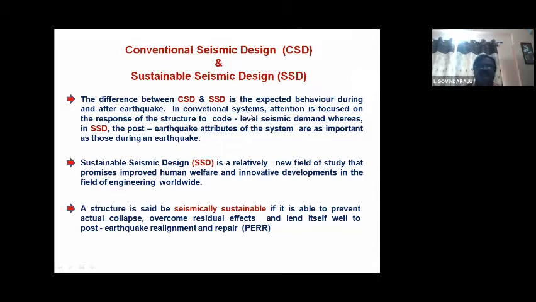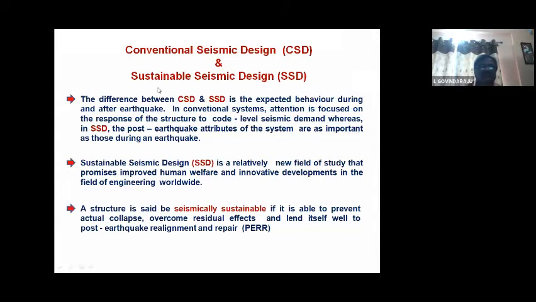In conventional seismic design, the attention is mainly focused on the response of the structure to code-level seismic demand, because we strictly comply with the code, whatever the code suggests, and we never want to deviate from the code provisions. We never think over and above the code, we limit ourselves there and wash our hands of it. Whereas sustainable seismic design considers the post-earthquake attributes of the system, which are as important as those during an earthquake. That's very, very important here.